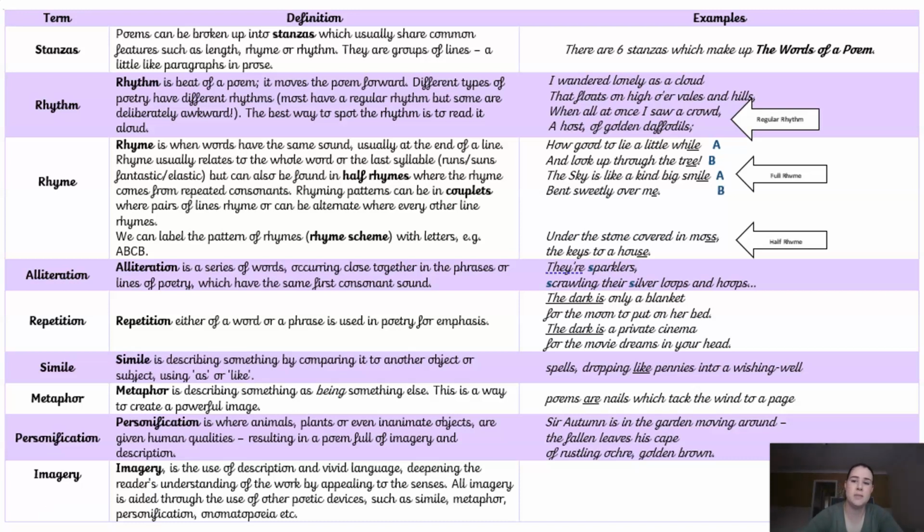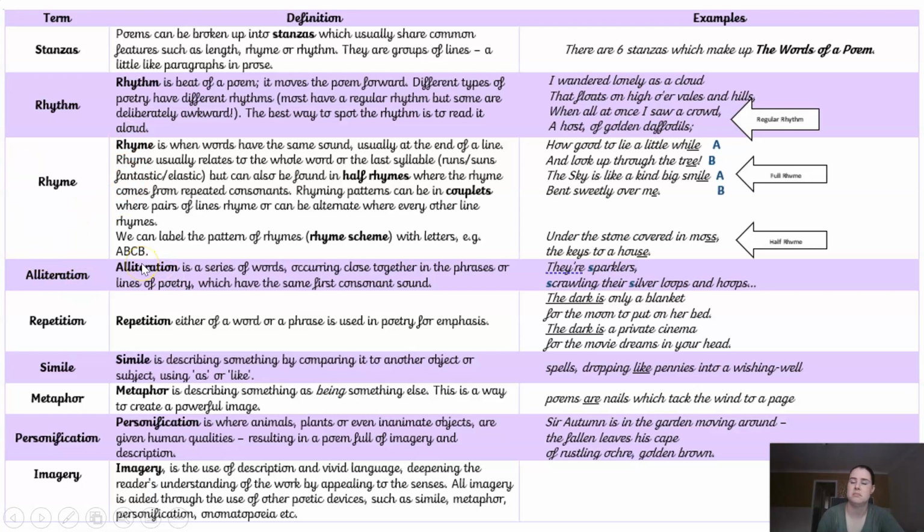The poem that we're going to be looking at particularly today doesn't necessarily have a rhythm to it, but some of them do. This one here: I wandered lonely as a cloud that floats on high over vales and hills, when all at once I saw a crowd, a host of golden daffodils. You can see there how each line then rolls with each one.